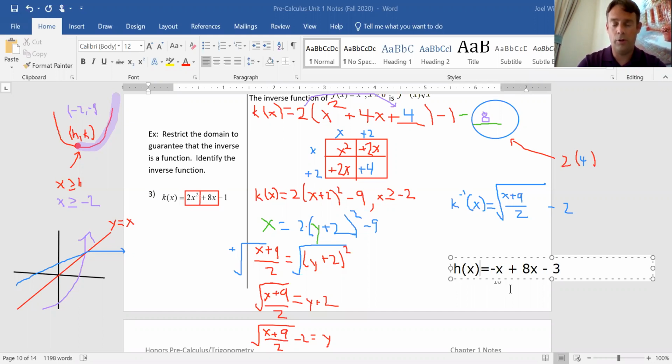So what I'm looking for here is, what is the inverse function to this function? So I want you to first complete the square so it only has a single x. And then I want you to restrict the domain. And then once you've restricted the domain, go ahead and find the inverse function. Why don't you go ahead and pause the video, and you guys can do that now.